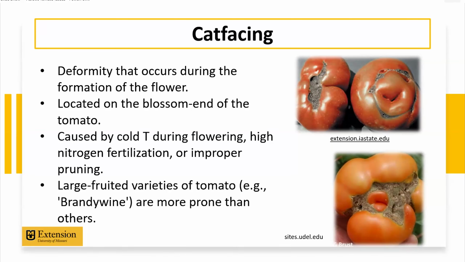It is caused by cold temperatures during flowering. It can also be high nitrogen fertilization and improper pruning. So again, another reason why everybody wants to get those tomatoes in the ground right away. I know I do. I want those fresh tomatoes. But by waiting just a little bit longer, you could also be avoiding some of the issues that cause catfacing of your tomatoes. There are some varieties that are very large fruited, and some of those have a tendency to have catfacing more so than some of the other types of varieties.